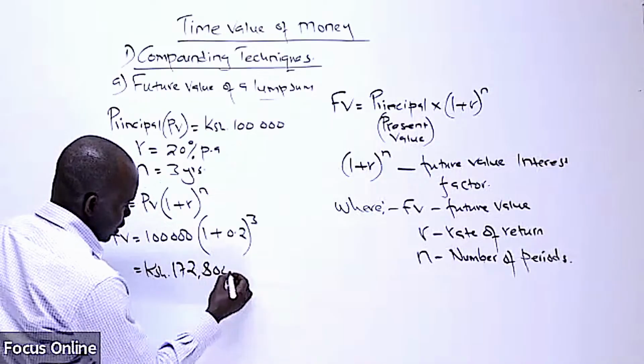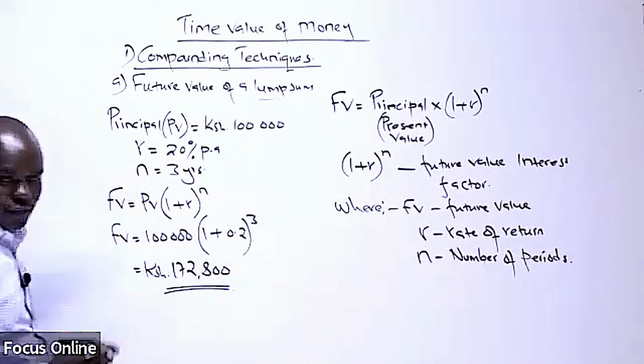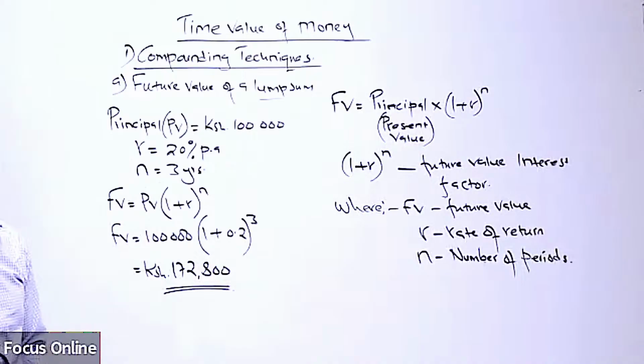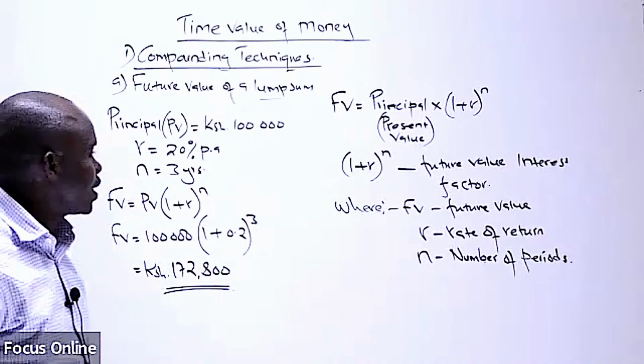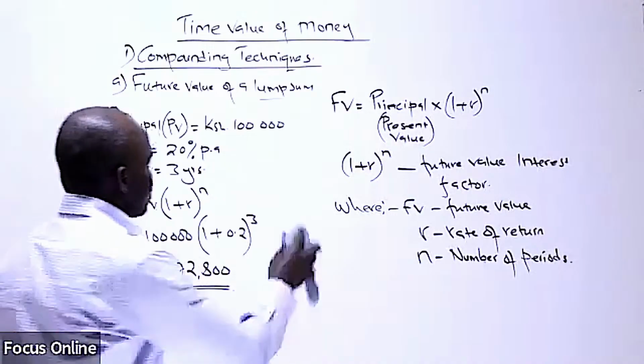172,800. Alice, repeat your calculation. Okay, yeah, 172,800. That is what you're supposed to do.